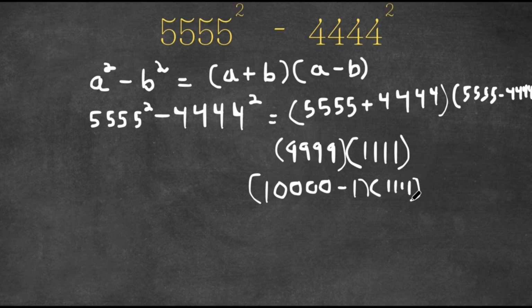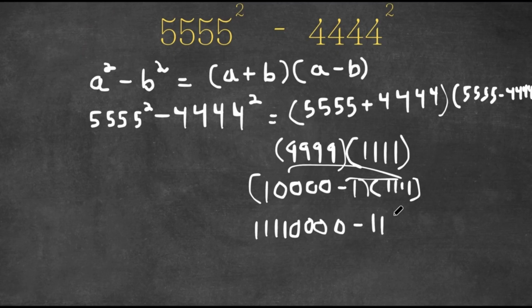1,111. And now, using the distributive property, we can distribute the 1,111 to both terms. So now 1,111 times 10,000 is simply 1111 with 4 zeros. So 1, 2, 3, 4. Minus 1,111 times 1 is just 1,111. So now we have this problem, a huge number minus 1,111, and we could simply do this on paper.